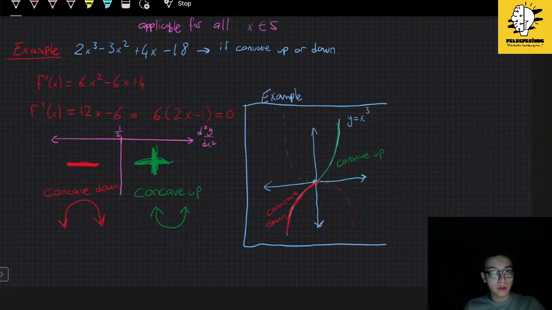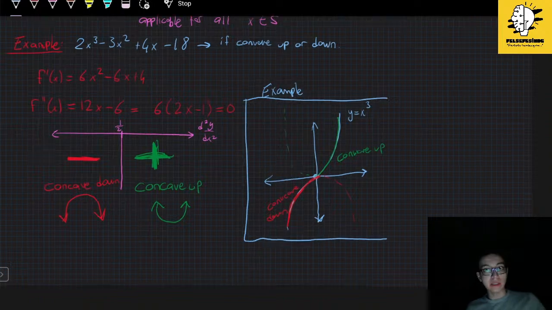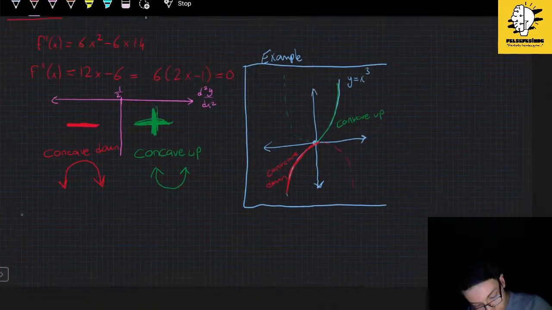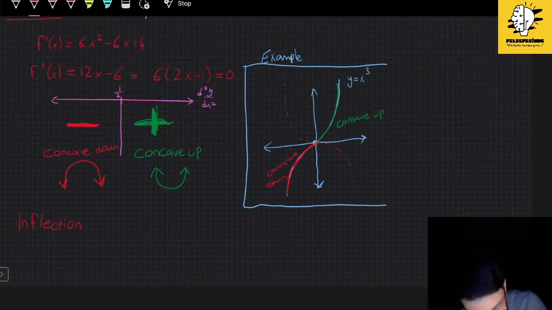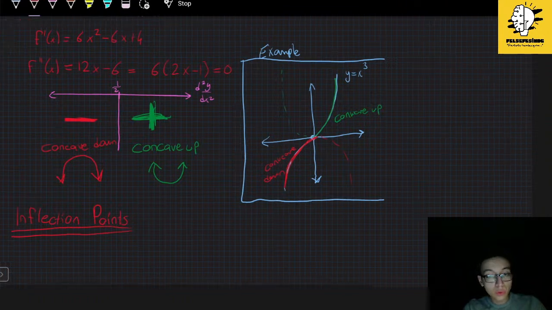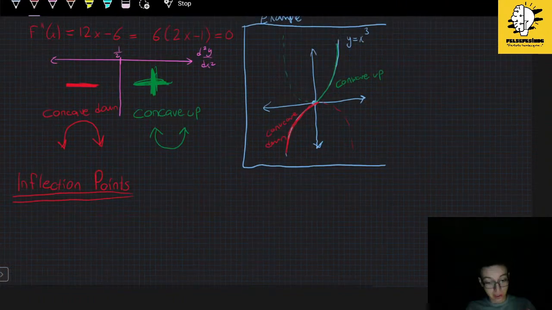Okay, so my second concept is inflection points, because again, for example, what happens if my second derivative is equal to 0? Here it is 0, right, at 1/2. This is a question, and this is a great question. Inflection points. So we have two types of inflection points.